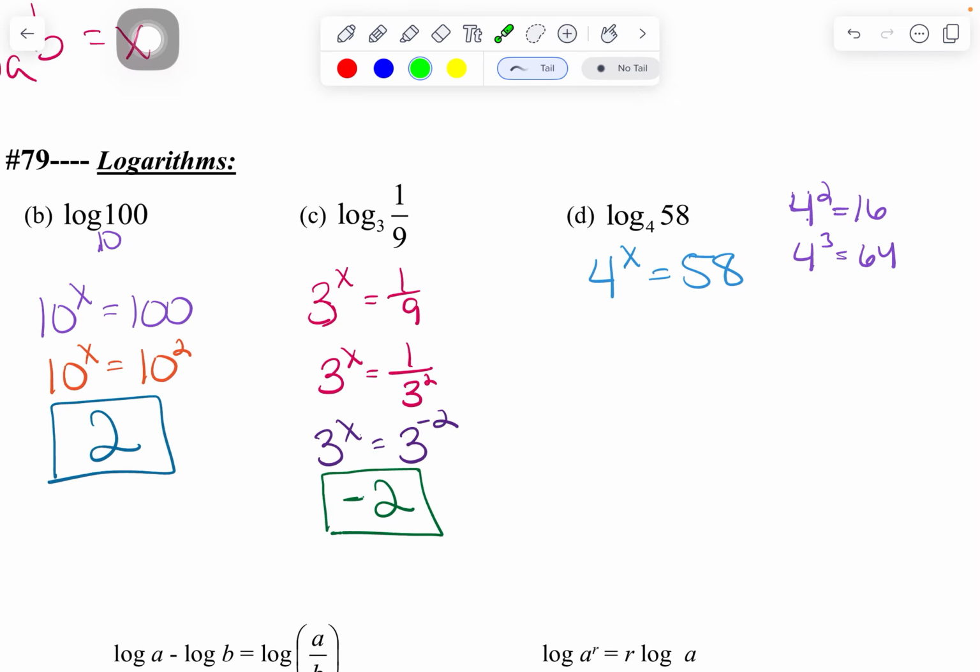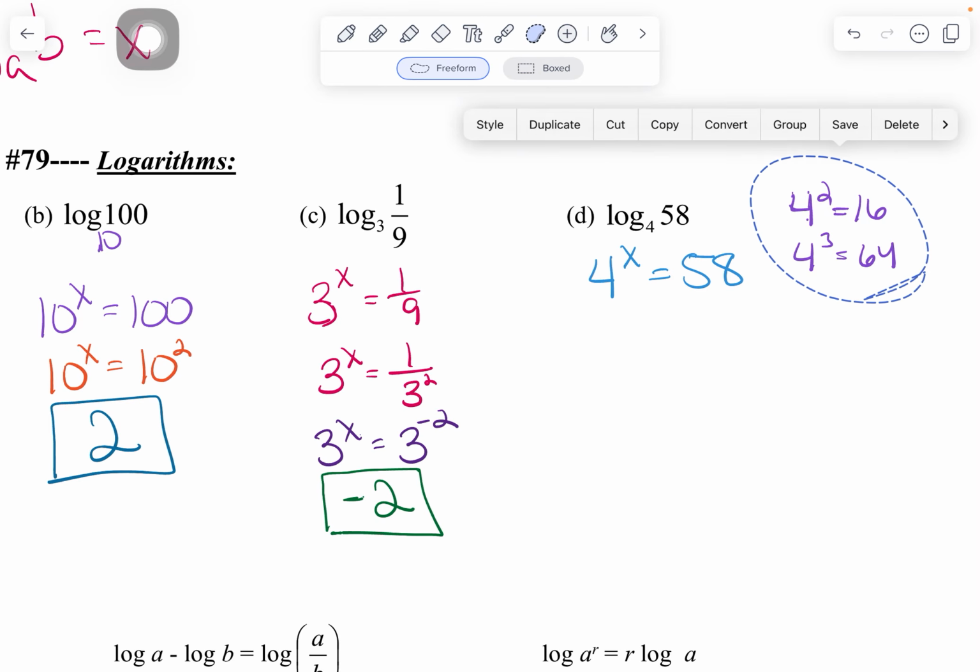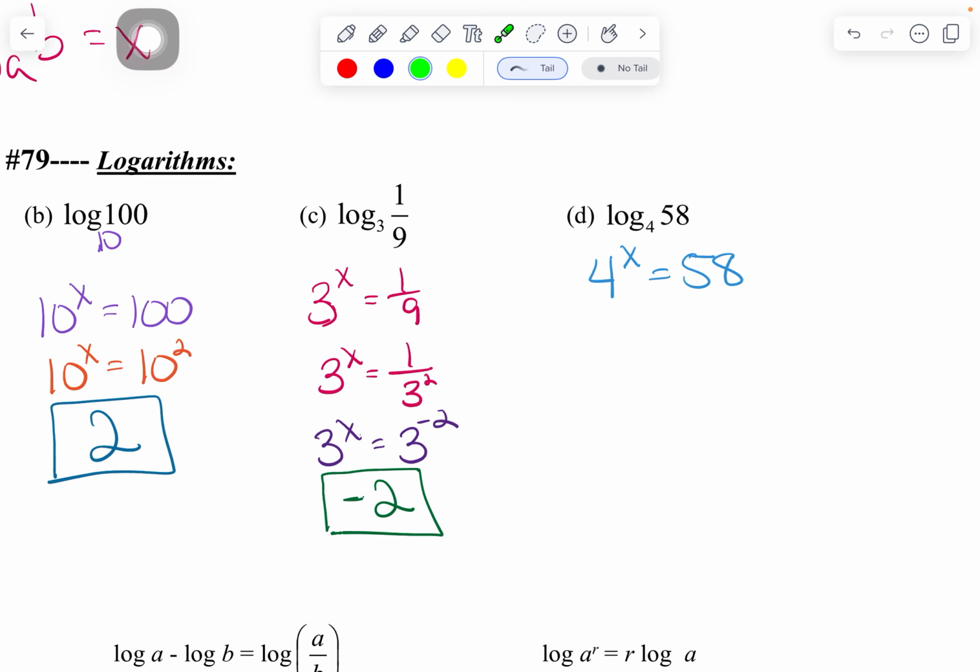So what we're going to do here, well, first of all, I'm going to delete these because they're not useful to me. What we're going to do is put a pause on this. We cannot solve this the way we've been solving it. So I'm going to put a pause on it and we'll come back.